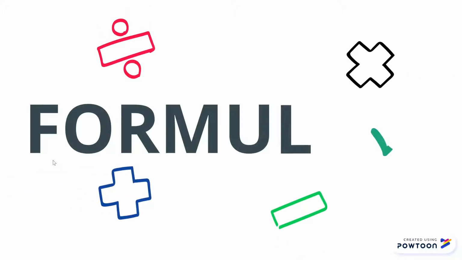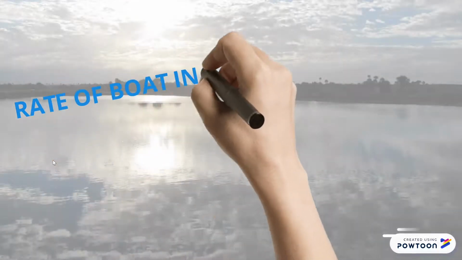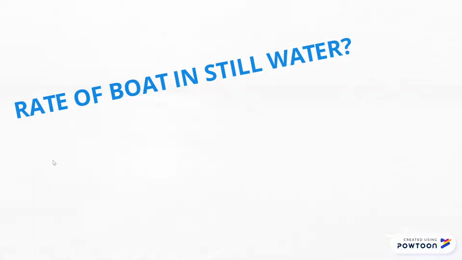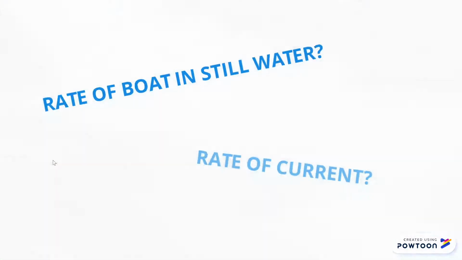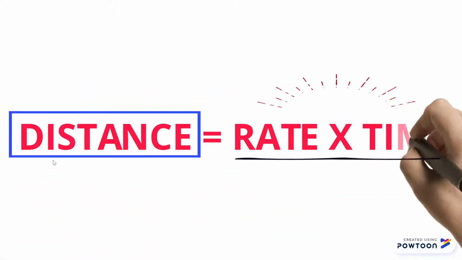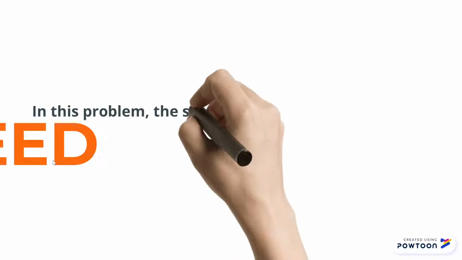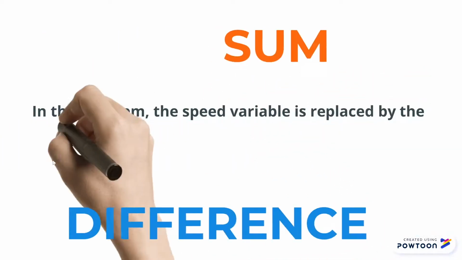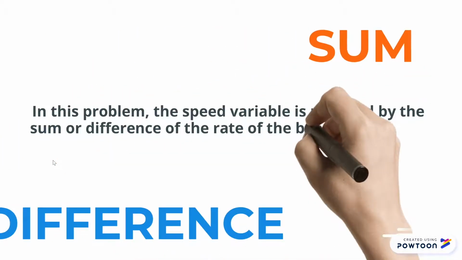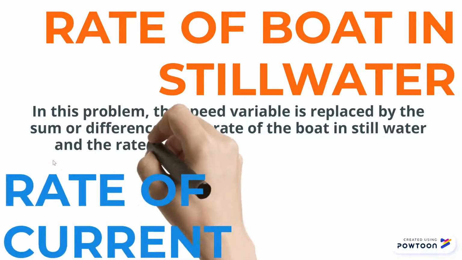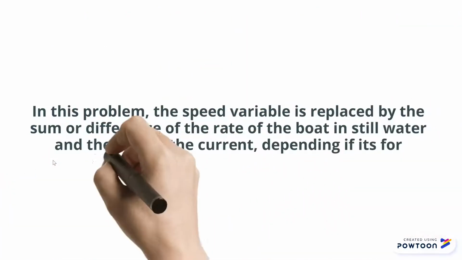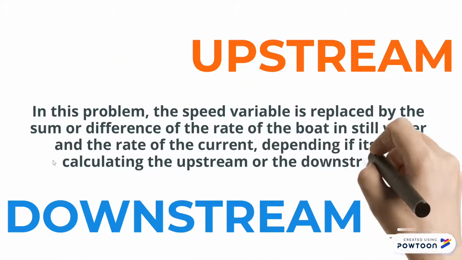The formula we are going to use to find the rate of the boat in still water and the rate of the current is distance equals rate multiplied by time. In this problem, the speed variable is replaced by the sum or difference of the rate of the boat in still water and the rate of the current, depending on if it's for calculating the upstream or the downstream.